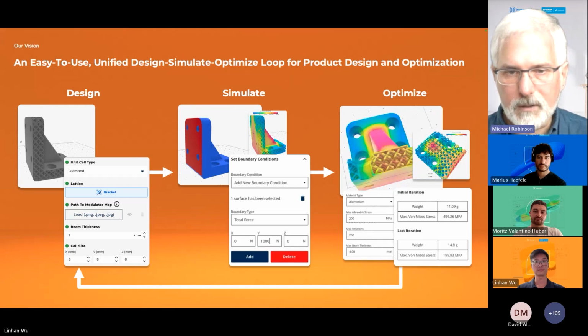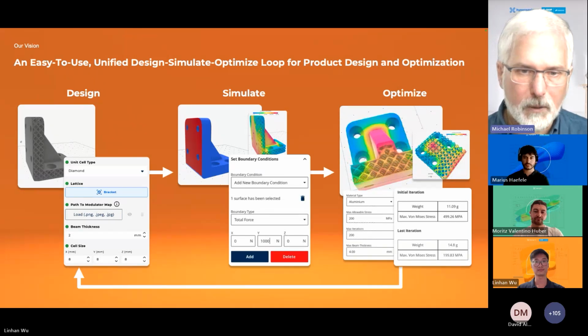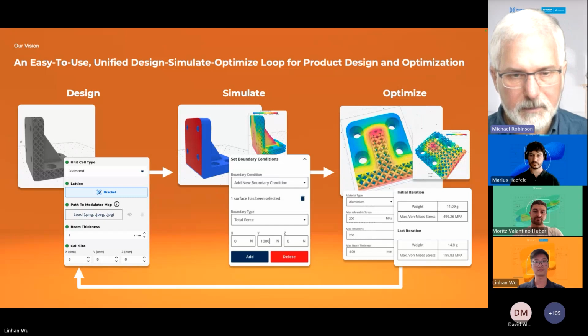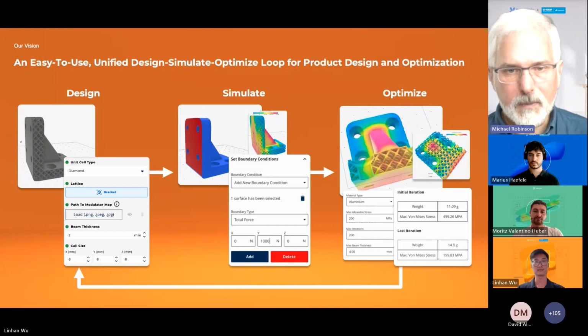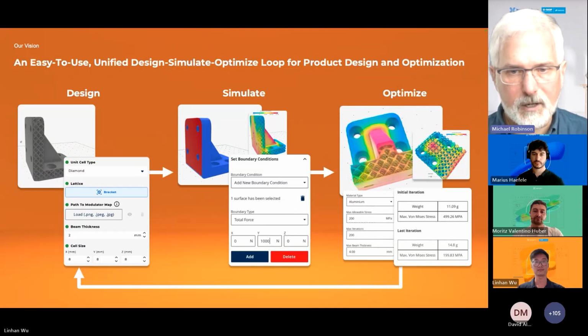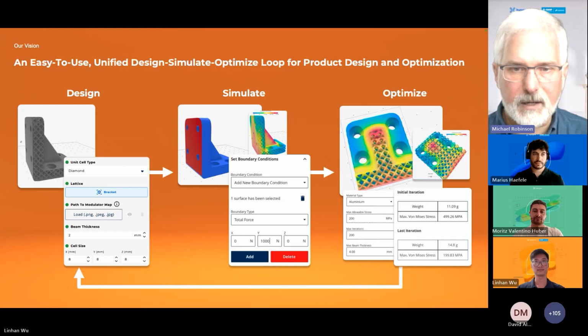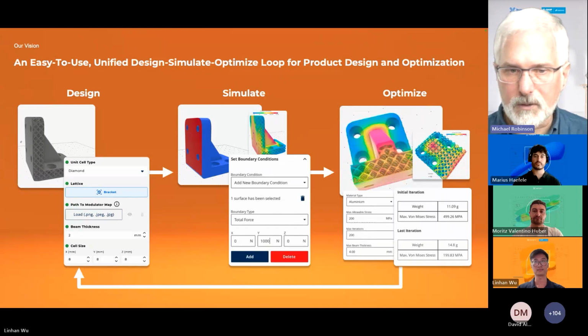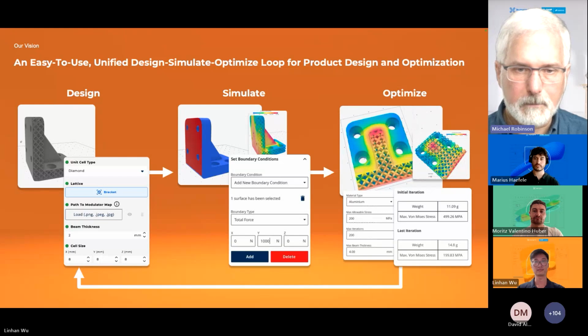Next, the boundary conditions for the required load-bearing capacity of the part are specified. Finally, iterative cycles of simulation and optimization are used to refine the lattice geometry until the part satisfies the strength requirements without using excess material.